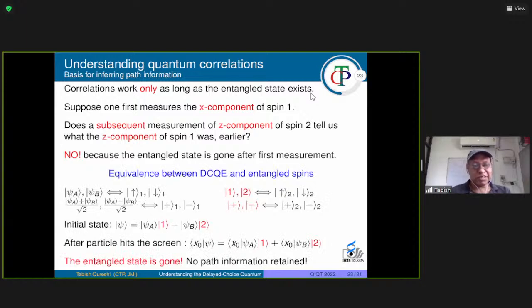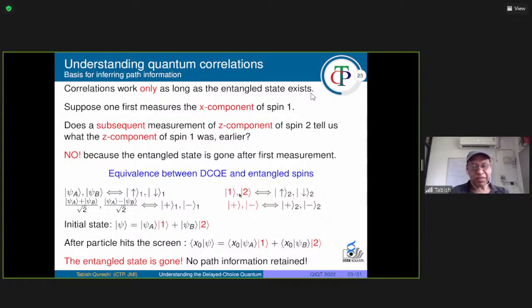Now I will show you the equivalence between the delayed choice quantum eraser and entangled spin. As you must have guessed yourself, for spin 1, these up and down states could be equivalent to the two parts of the particle. Up spin of particle 1 is like the particle going through the upper slit, and down spin is like the particle going through the lower slit. And these plus and minus states of particle 1 are like the particle going through both the slits in different ways: one with the same phase in both paths and one with a 180-degree phase difference between the two paths.